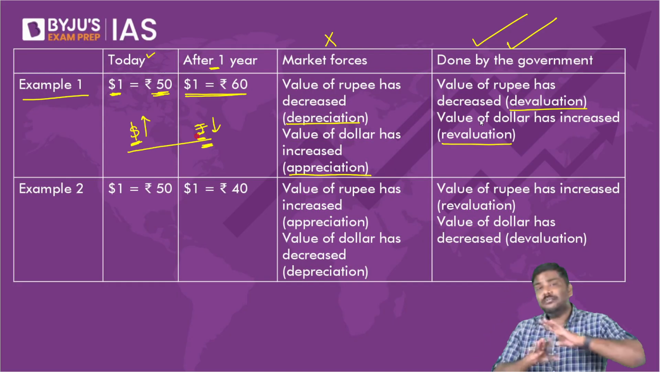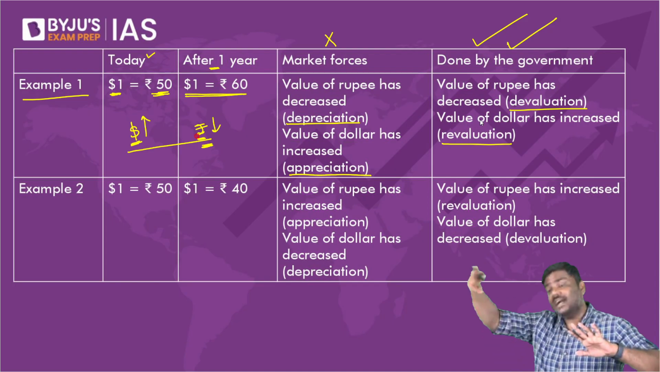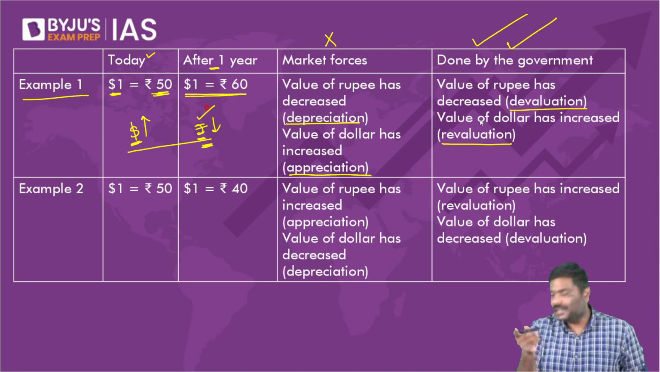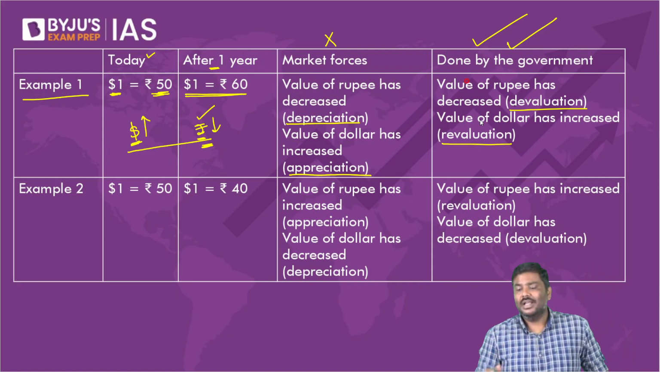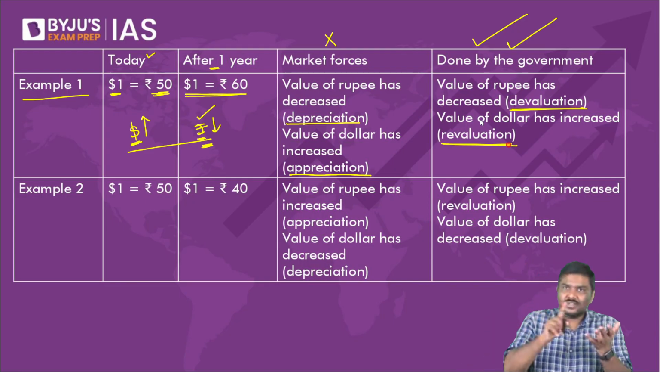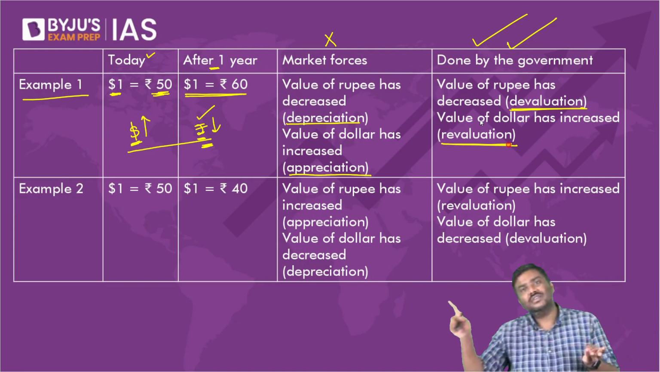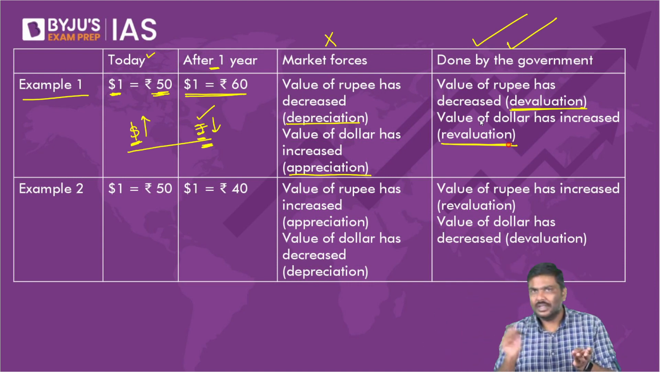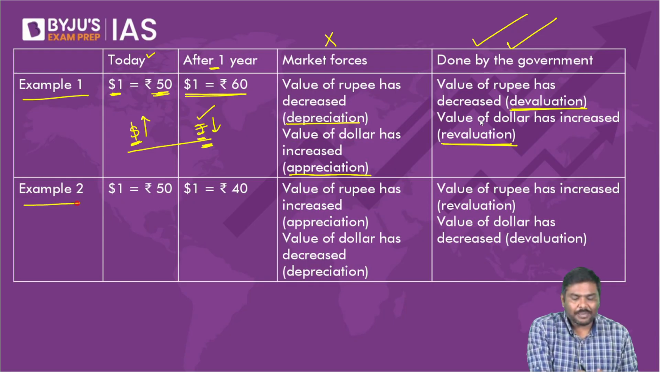If it is not the market, if it is done by the government, can I say in example 1, the value of rupee has been devalued, the value of a dollar has been revalued? This is basically the set of terms used in case of floating exchange rate and in case of fixed exchange rate. Any problem? Can I go forward now? Look at example 2.